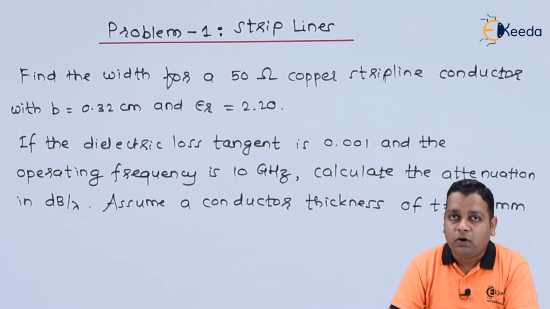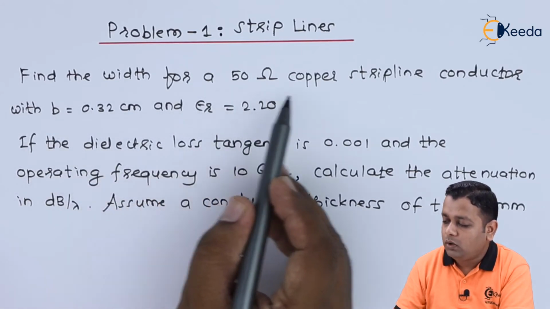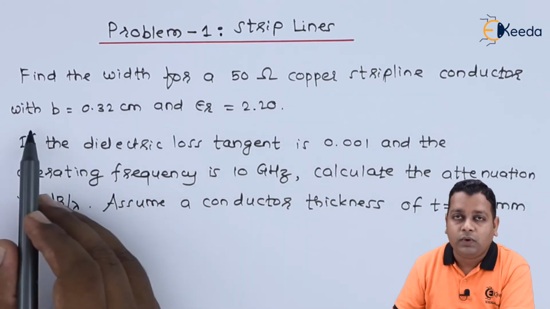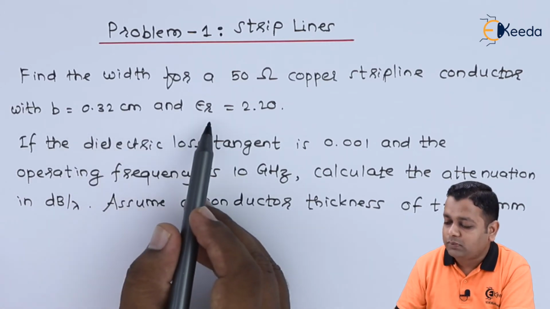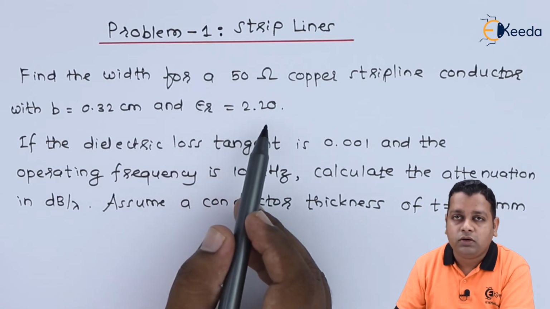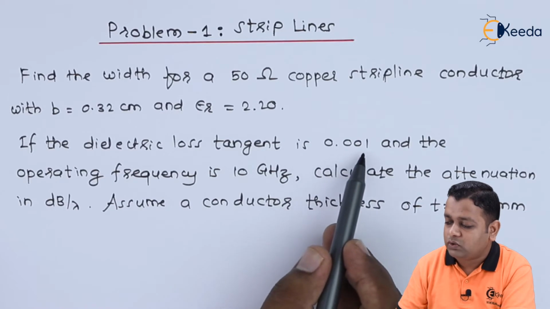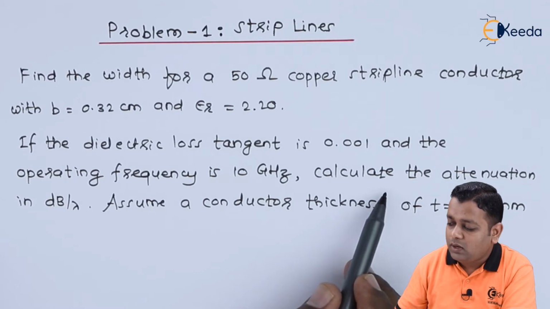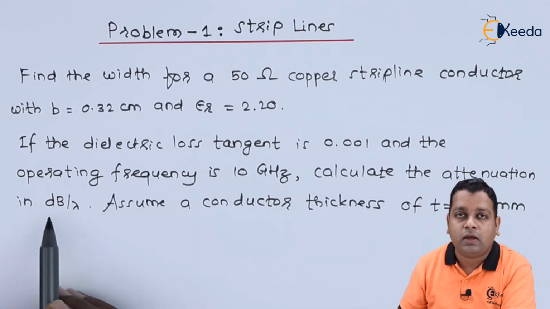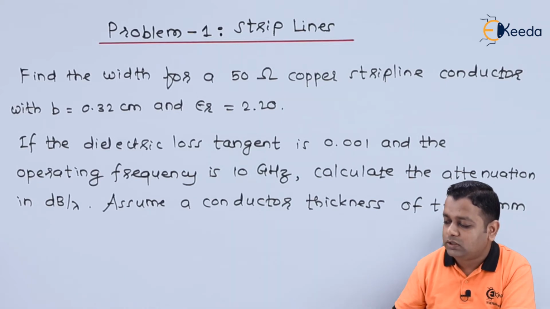So here we have a problem statement. Find the width for a 50 ohm copper strip line conductor with b equal to 0.32 centimeters and epsilon r equal to 2.20. If the dielectric loss tangent is 0.001 and the operating frequency is 10 gigahertz, calculate the attenuation in terms of decibels per lambda. Assume a conductor thickness of t equal to 0.01 millimeters.